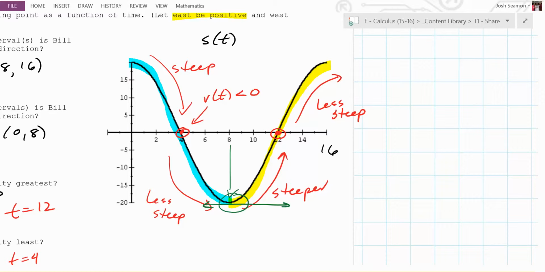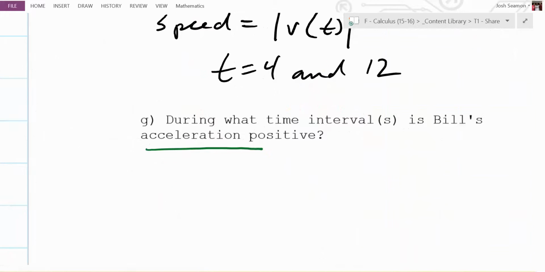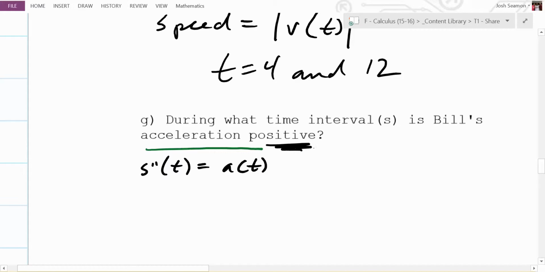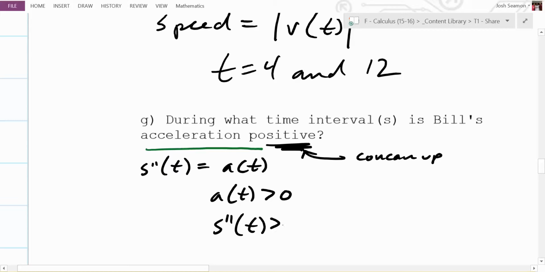But in general, if there's going to be a maximum, if there's going to be peaks like this, what are you looking for? The speed is 0 there. Okay, the second derivative, so that's s double prime, which is acceleration, right? Positive means what, in terms of the structure of the graph? Positive acceleration means concave up, which means acceleration has to be greater than 0, which is s double prime. It's all the same thing, right? So that means concave up.